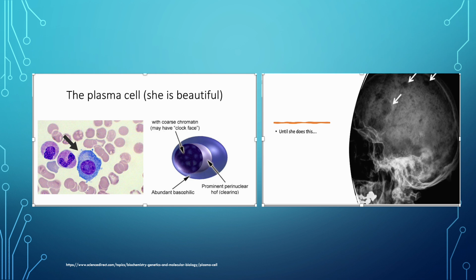So here we can see the plasma cell, and you can actually see how gorgeous it looks. But eventually, the picture on the right hand side makes you see the scarier version of the plasma cell, which is when we need to get worried.